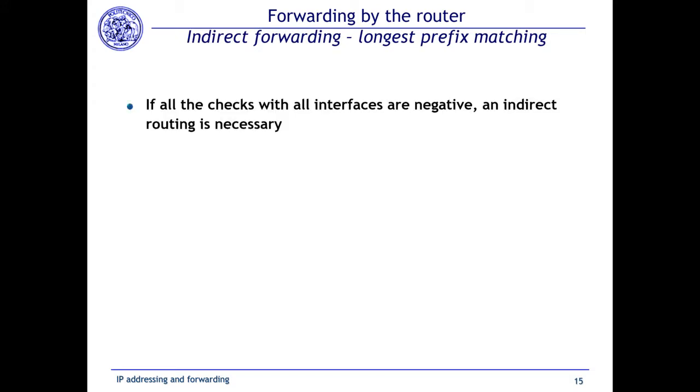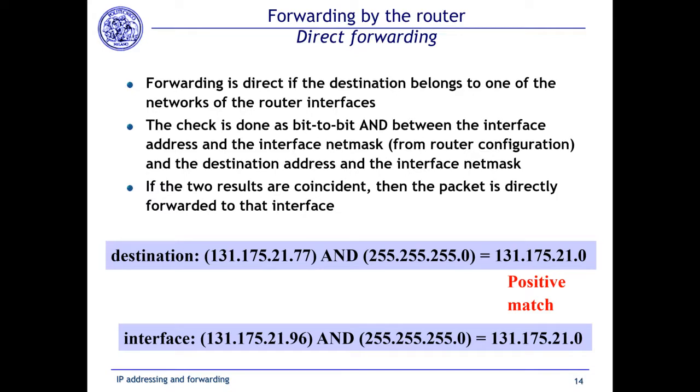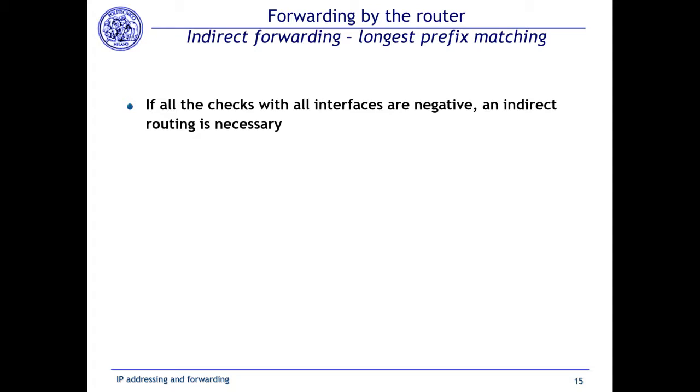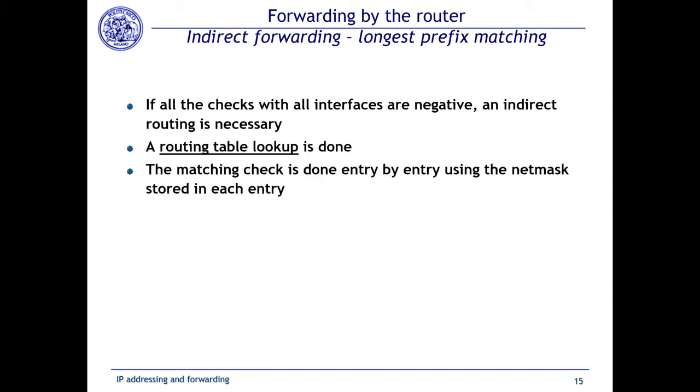So this check must be done for all the interfaces of the routers, except the one that received the packet. Maybe. So all the interfaces of the routers have to be checked. If you don't find any positive match, then the router must start looking at the routing table, because this means that the packet must be forwarded in an indirect way. So it must be given to a next hop router.